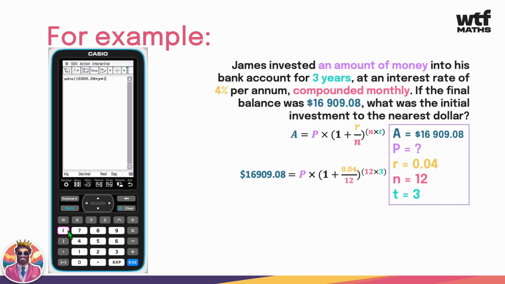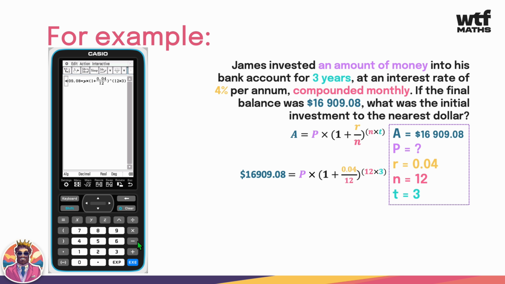Y times bracket 1 plus, now if I want to do a cheeky fraction, just go shift divide. And we're going to type in 0.04 on top of 12, tap right, close bracket, to the power of, open bracket, 12 times 3. Now don't press exe just yet. There's one more thing we need to do. This is a slightly more complicated equation that we're trying to work out. So what we need to do is tell the ClassPad to tell us what y is.